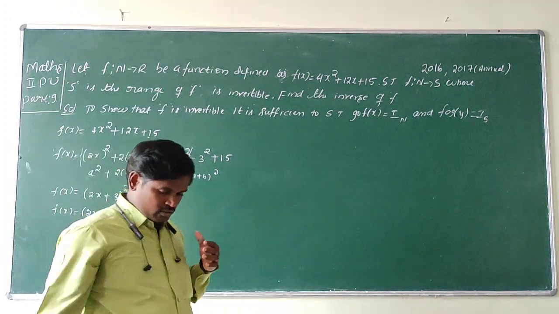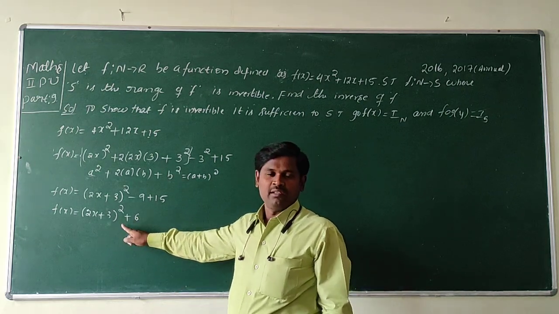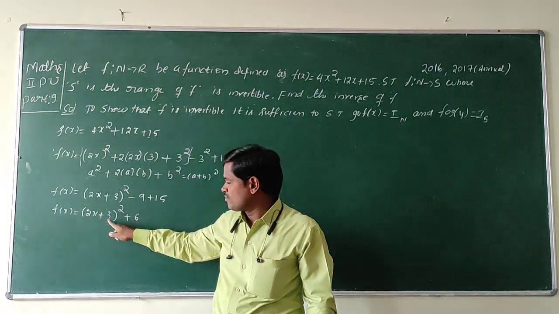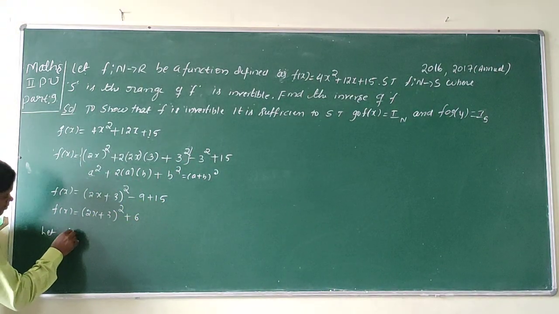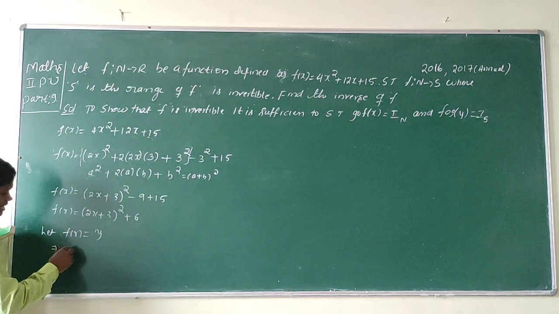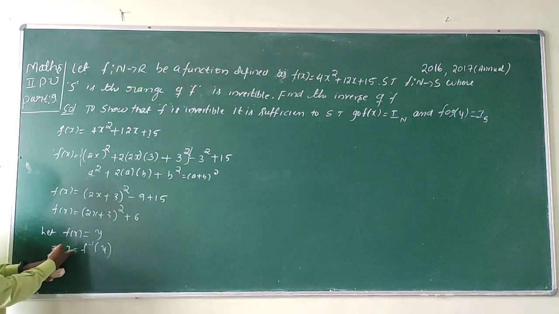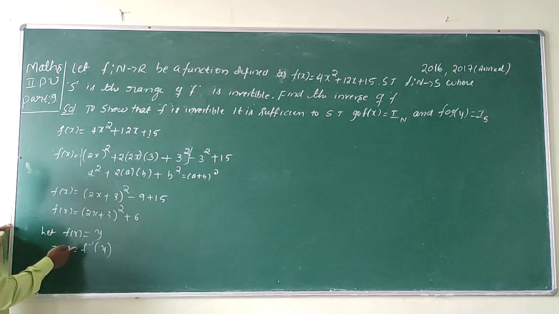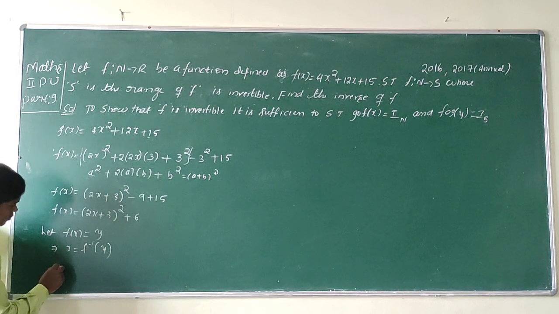We converted the given function into another form for our convenience only. Instead of writing 4x square plus 12x plus 15, we write 2x plus 3 whole square plus 6. Now let f of x be equal to y. This implies x is equal to f inverse of y, so we find f inverse of y. That is why we put f of x equal to y and solve the equation.